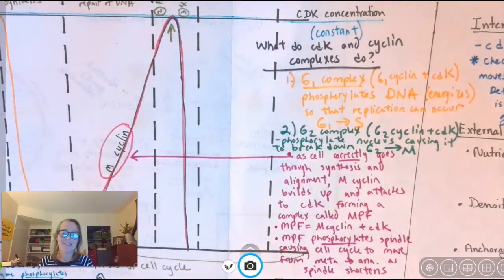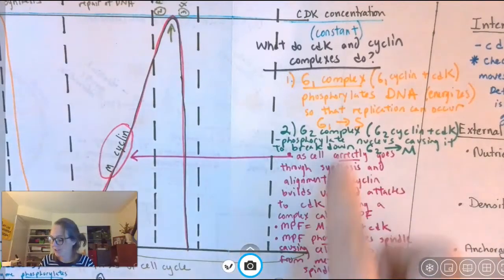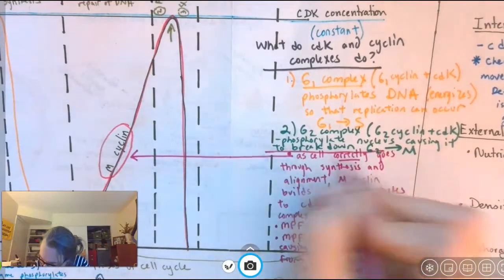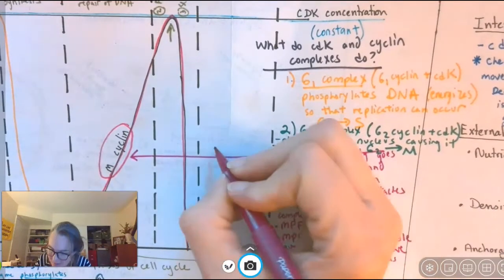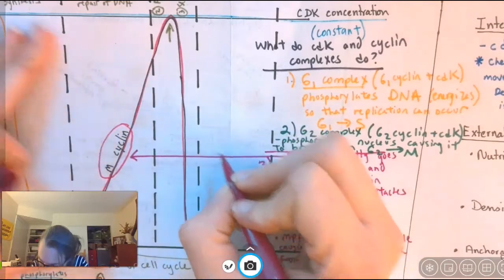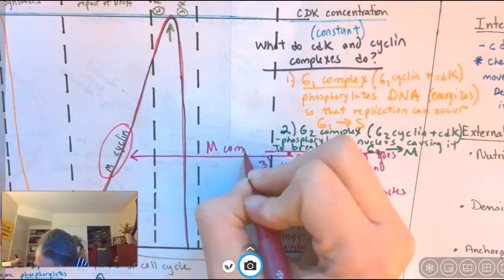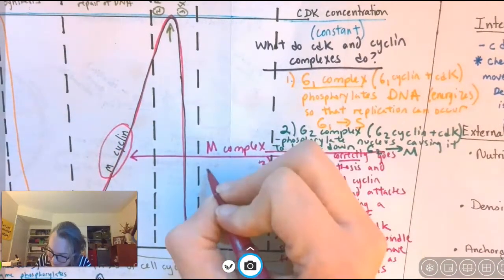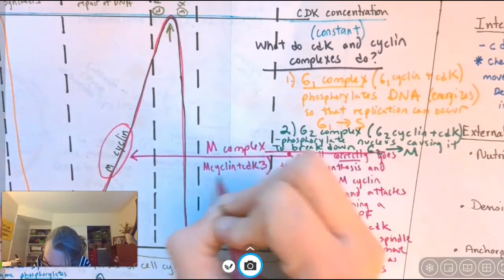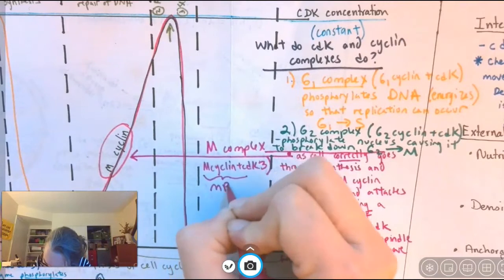Luckily, we wrote most of this information down in class, so if you missed it, just go ahead and write it right here. The third checkpoint we're looking at is right here. This is number 3. This is called the M checkpoint, or the M complex. The M complex is made up of M cyclin plus CDK.